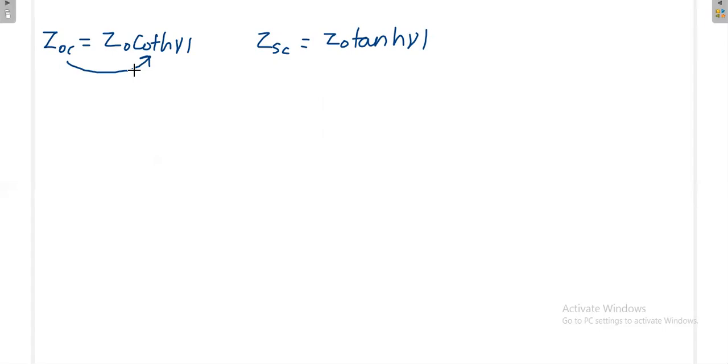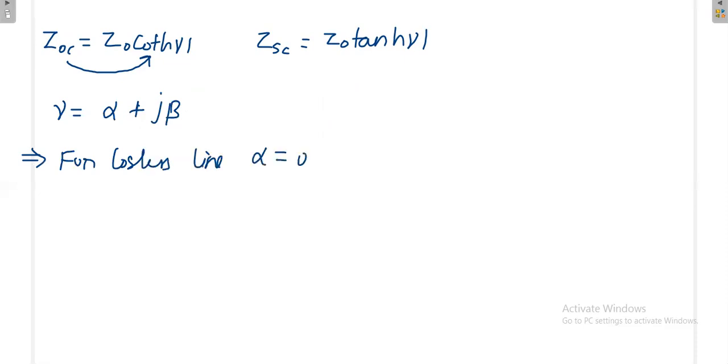Then the remaining parameters you should know in that format. Next, what is gamma? Gamma is equal to alpha plus j beta. Alpha gives you the attenuation or loss. For a lossless line, definitely alpha is 0, then gamma is equal to only j beta. Before applying that condition here, just try to know what happens if you replace gamma with j beta. That we'll write now.